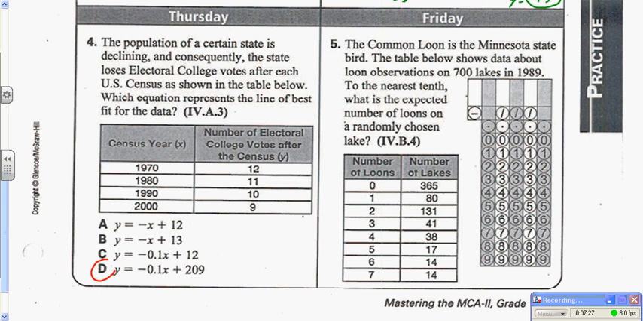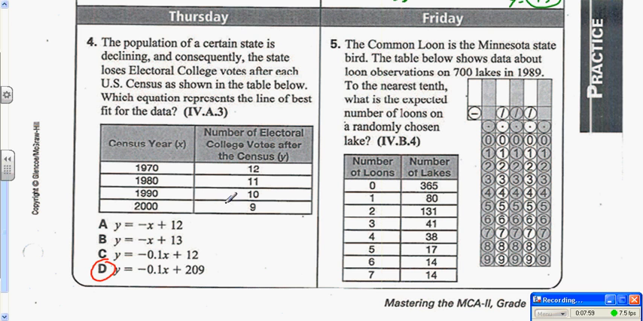Now you could use the slope formula, and because this one's pretty consistent, it's down by 1 every 10 years, you would get negative 0.1, and then plug in a coordinate to get 209. Let's try that. We might as well do that. Let's go.